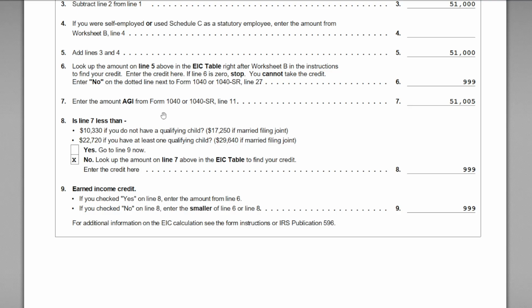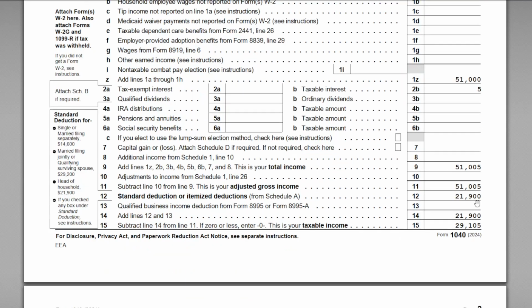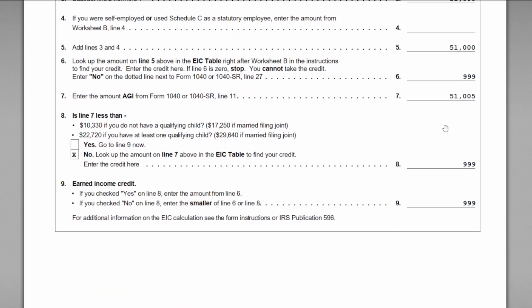Now we have to do an AGI limitation test. So you calculate the EIC using your earned income, but then remember, you can't get the EIC amount if your AGI is too high. If it's above the thresholds, it's phased out. So the AGI from Form 1040, line 11, if I go up to our AGI, we're looking at line 11 here, $51,005. So I go back to the worksheet, enter $51,005.